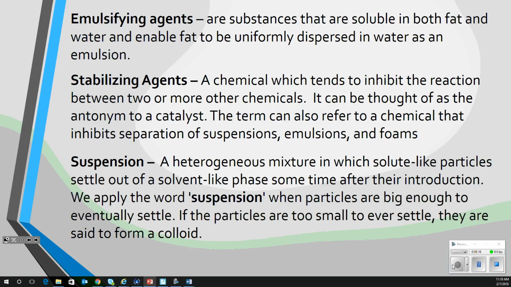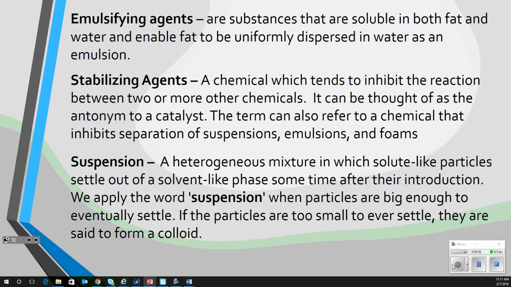And then stabilizing agent is just what it says. When you stabilize something, what do you do? You stabilize it. What does stabilize mean? Yeah, keep it under control, or keep it contained. So a stabilizing agent stops a reaction from happening between two chemicals. It can also be thought of as the opposite of a catalyst. So a stabilizing agent stops the reaction from happening.